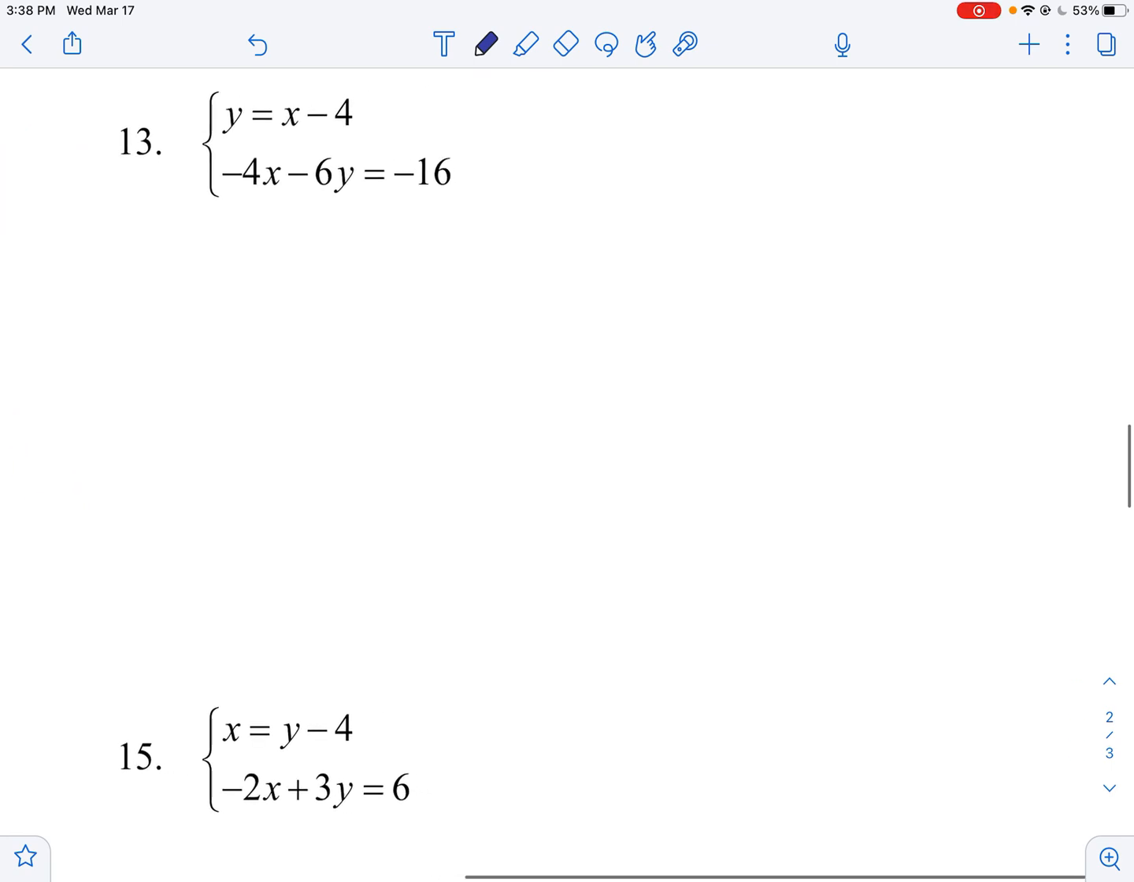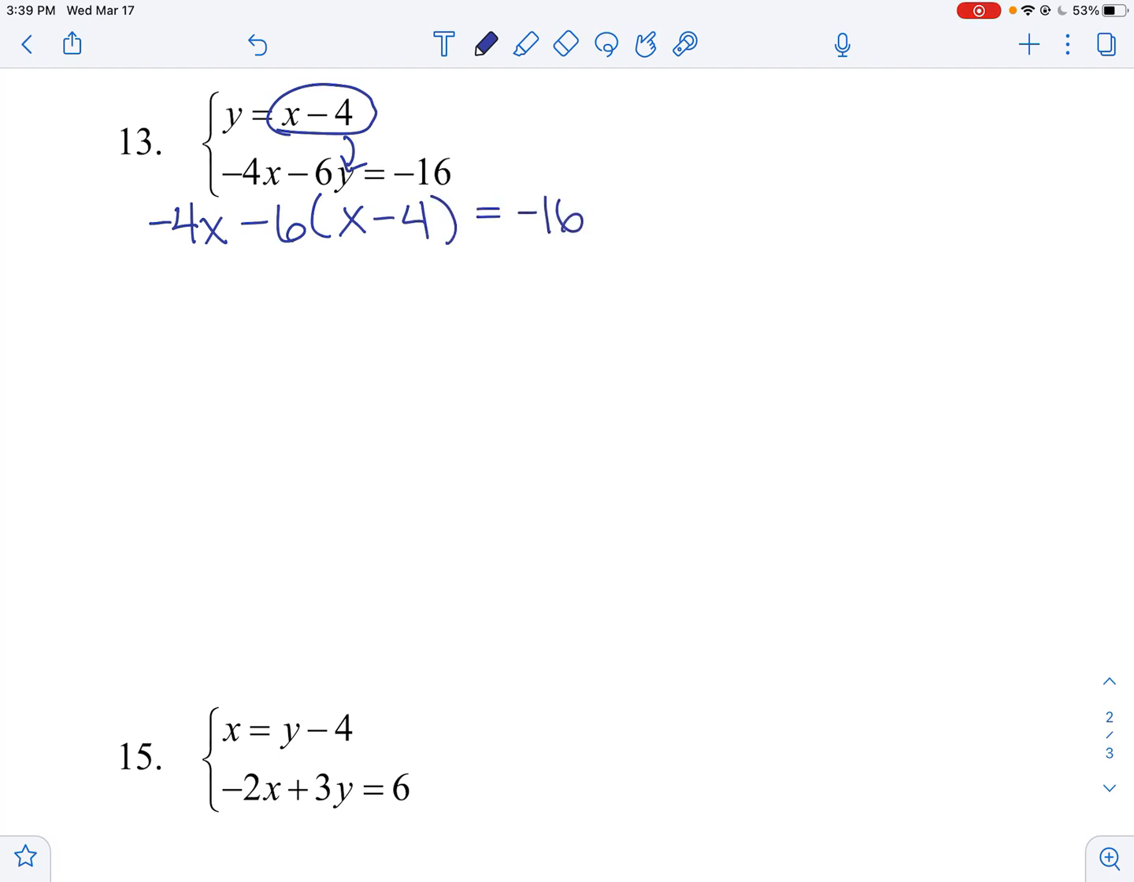Okay, number 13. So we're going to replace y with x minus 4. So our new equation is negative 4x minus 6 times x minus 4 equals negative 16. We need to distribute negative 6 to everything in parentheses. So negative 6 times x is just negative 6x, and negative 6 times negative 4 is positive 24.